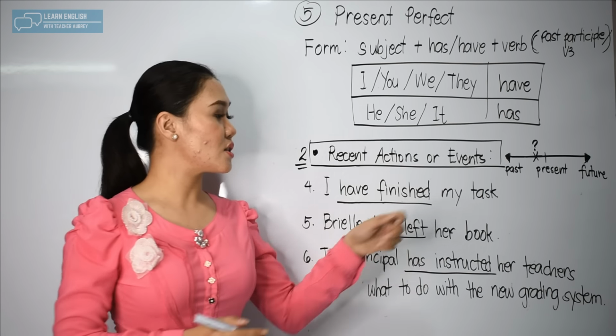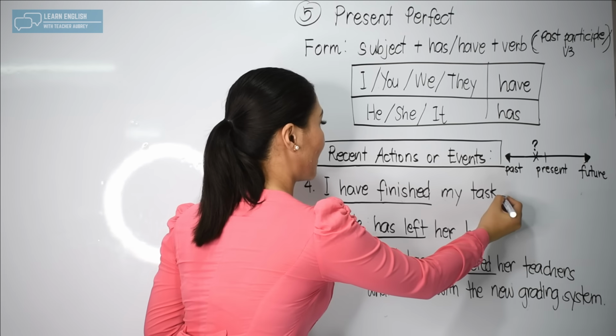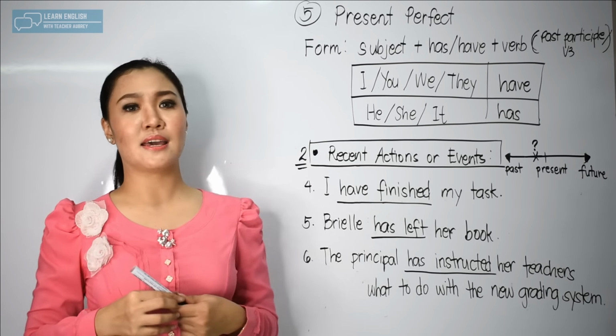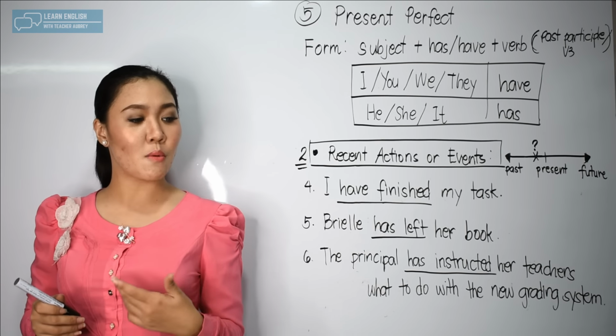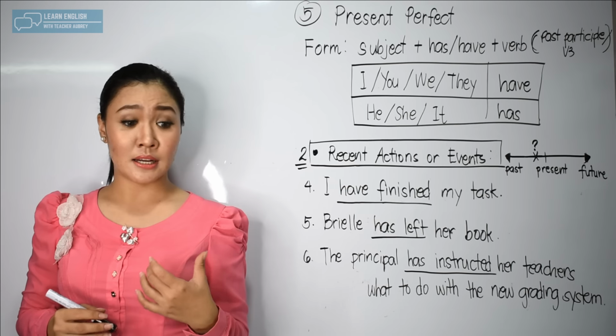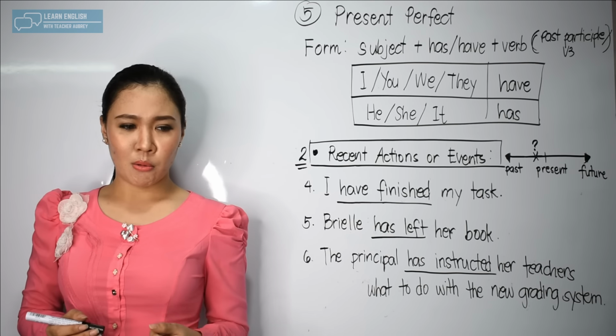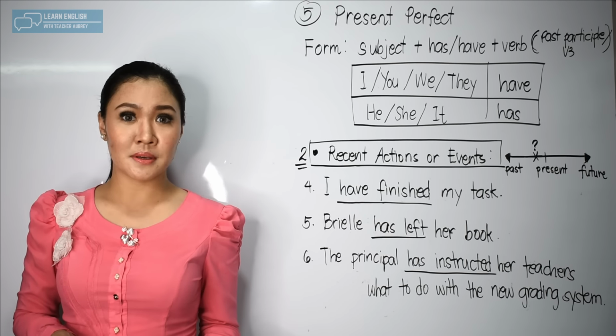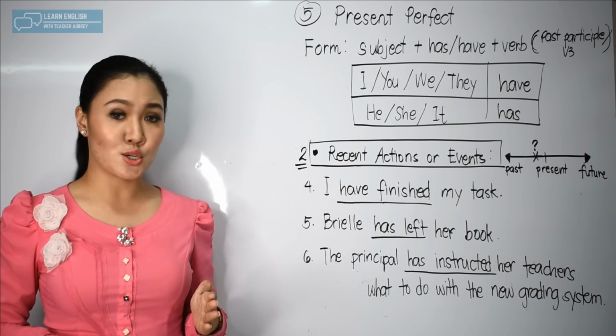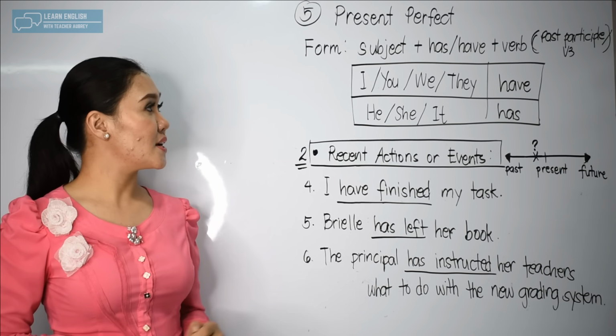I have finished my task. Let's say, for example, yung task o yung gawain ko ay katatapos ko lang maaaring 30 minutes ago, few minutes ago. Okay? So, that is a recent action. Kaya ginamitan ng present perfect.